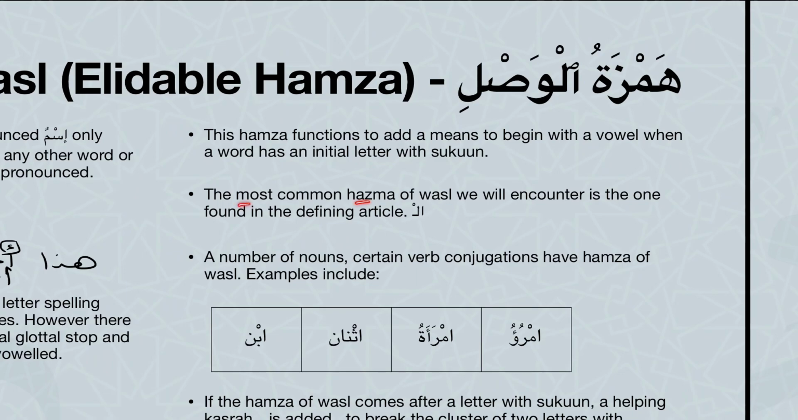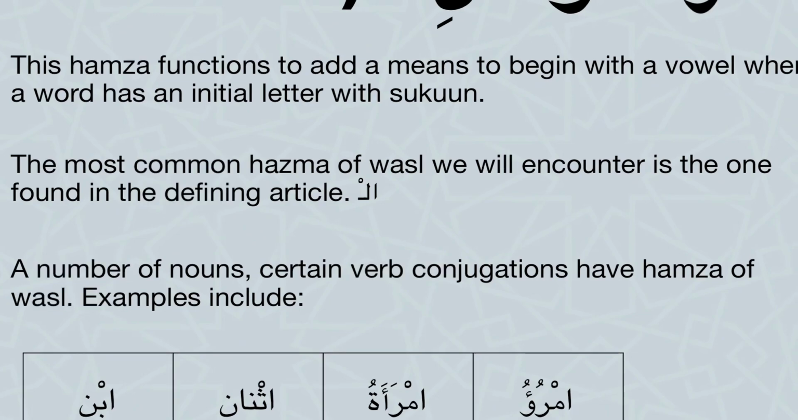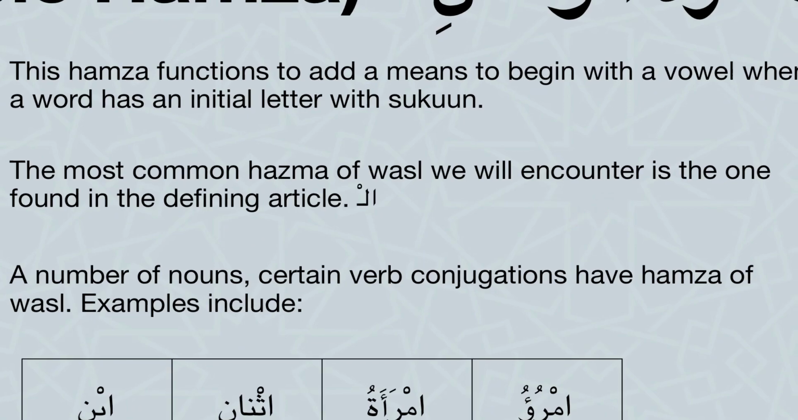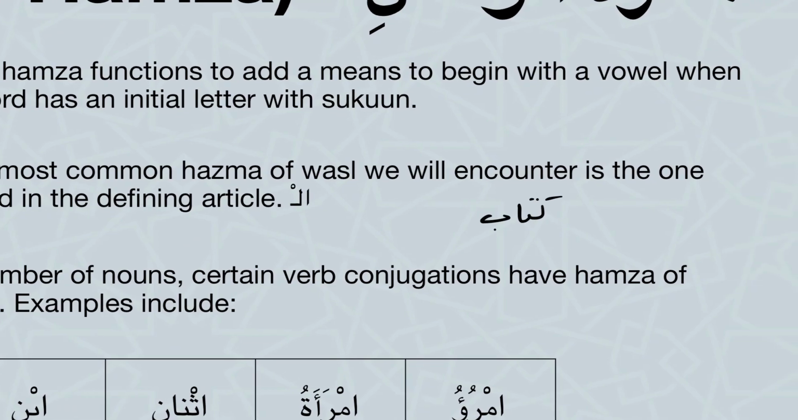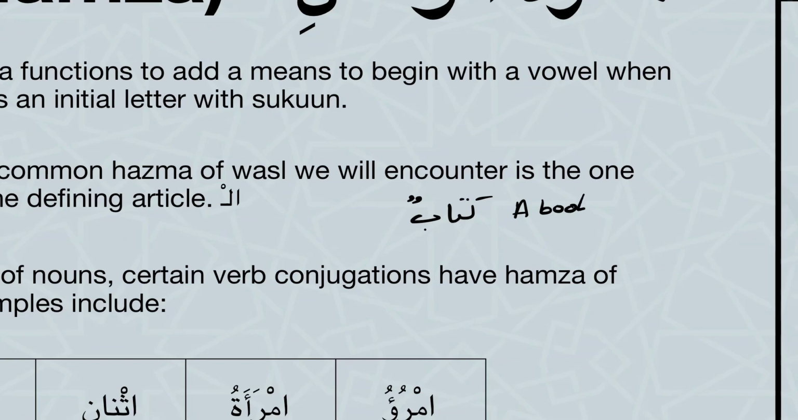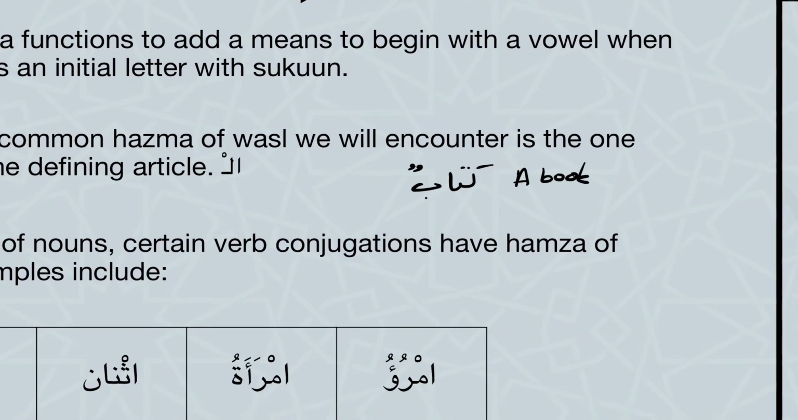The most common hamza of wasl we will encounter is the one found in the defining article, al-ta'rif. Now, what I mean by this is that al-ta'rif is one of the ways to make words definite in Arabic. So kitab, let me write it, usually would receive a tanween: kitabun, kitaban, kitabin, because it's a book. But if I said, no, I know this book in particular, it's in my bookcase, or this is my book, I would say al-kitab, and it will never receive tanween. It will only receive dhamma or fatha or kasra, never tanween, because it's defined. I cannot say a book, basically.